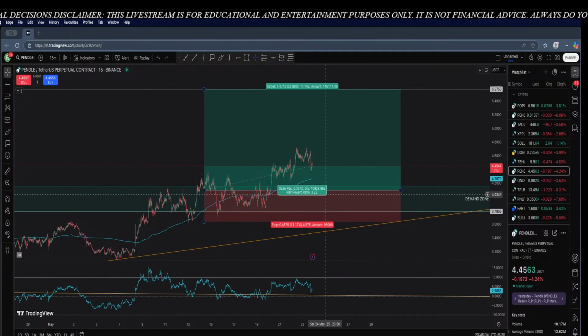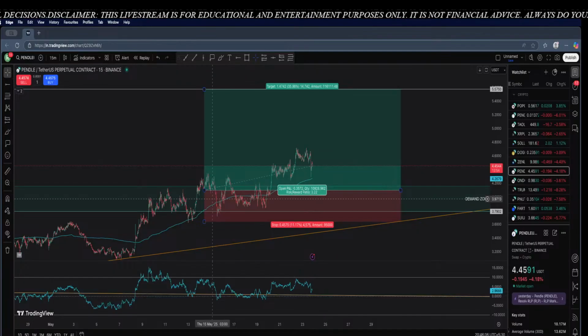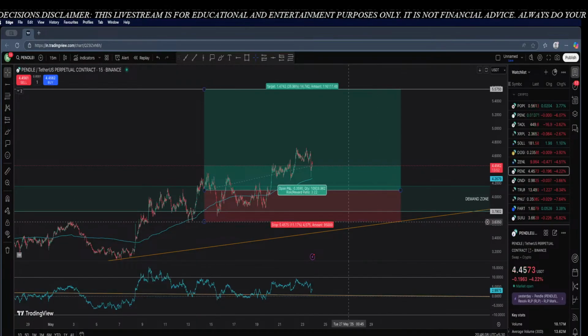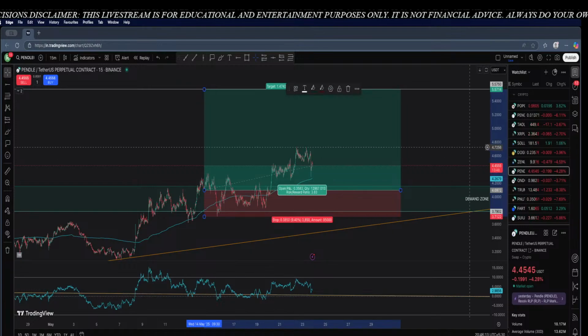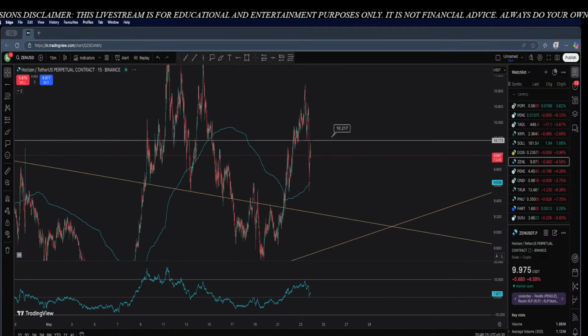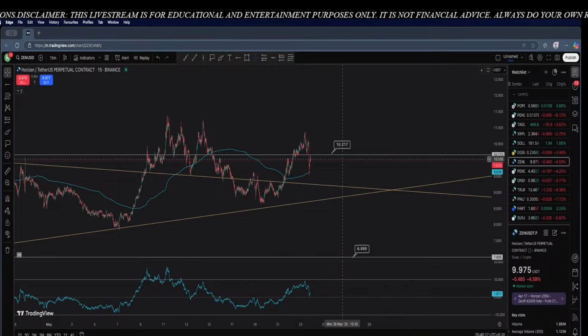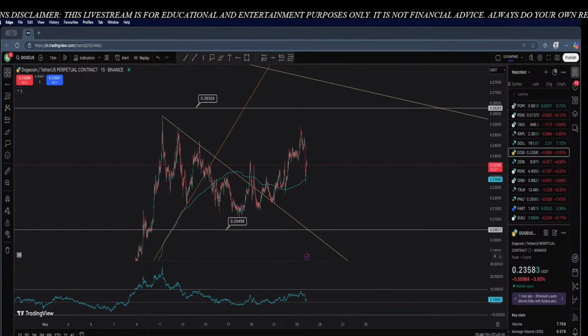You can probably look to re-enter out here or add to a position. Of course, this is going to be the invalidation. I might like to move my stops now to this low right here. Pendle looking good. Let's look at Zen. Yeah, Zen is all right. Nothing great. Dogecoin.